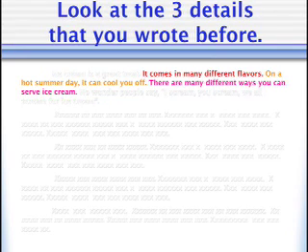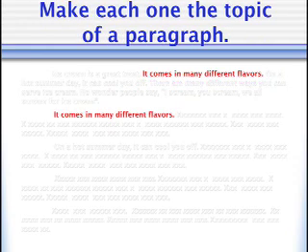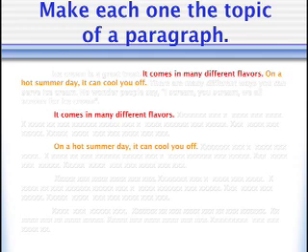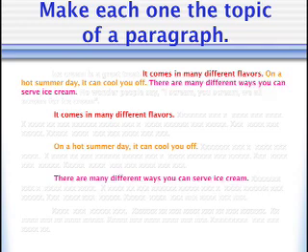Look at the 3 details in the introductory paragraph. Each one will become the topic sentence for each of the next 3 paragraphs. We are taking each detailed sentence and using it to write a detailed paragraph. So the first detailed paragraph will be about the many different flavors of ice cream. The second detailed paragraph will be about how ice cream cools you off. And the third detailed paragraph will be about the different ways you can serve ice cream.